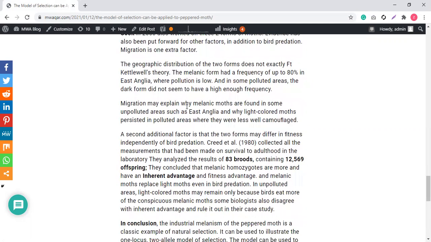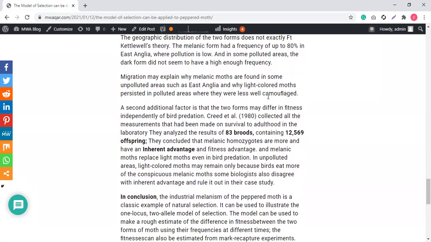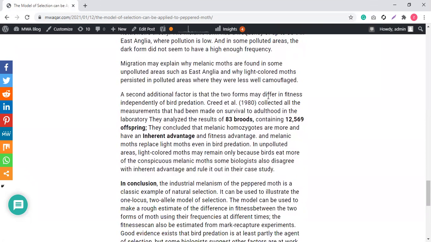The geographic distribution of the two forms does not exactly fit Kettlewell's theory. The melanic form had a frequency of up to 80% in East Anglia, where pollution is very low. Now, see again that that assumption proves to be false. And in some polluted areas, the dark form did not seem to have a high enough frequency. It means they said that the peppered and the melanic form don't have any concern with the pollution and clean environment. Actually, migration may explain why melanic moths are found in some unpolluted areas such as eastern Zealand, while light-colored moths persisted in polluted areas where they were less well camouflaged.